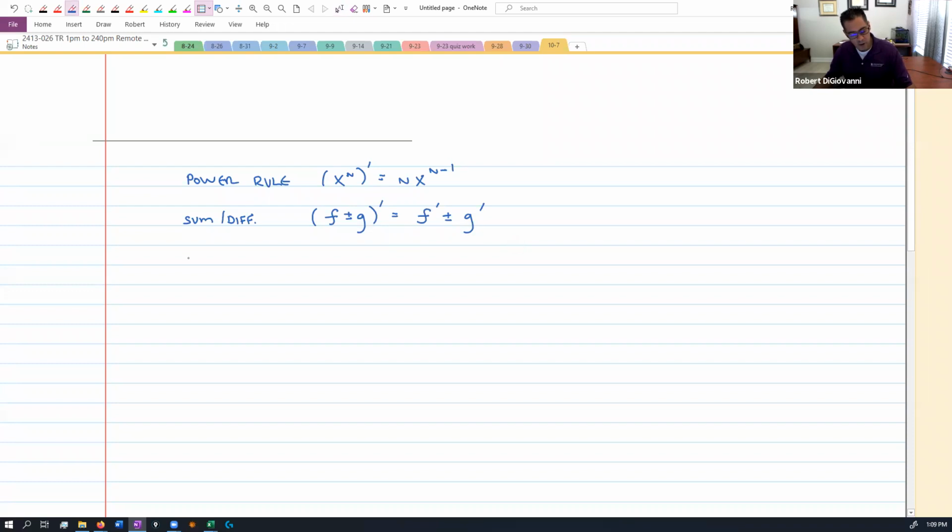We had, what else? The product rule, right? The product rule allows us to take care of a derivative if we have a product between 2 functions. So if we have f times g, then the derivative of this, unfortunately, was not clean. It was this formula.